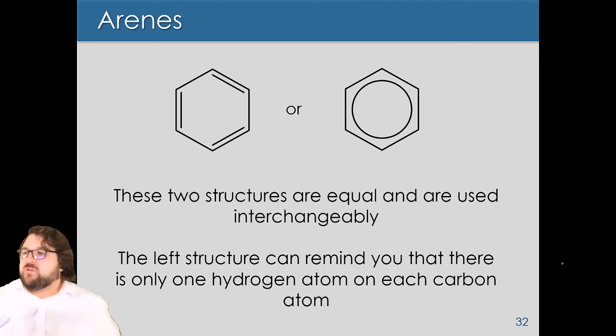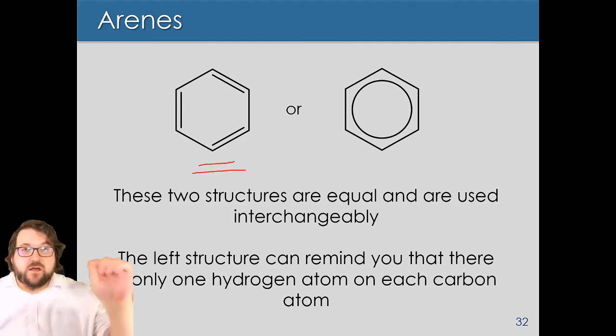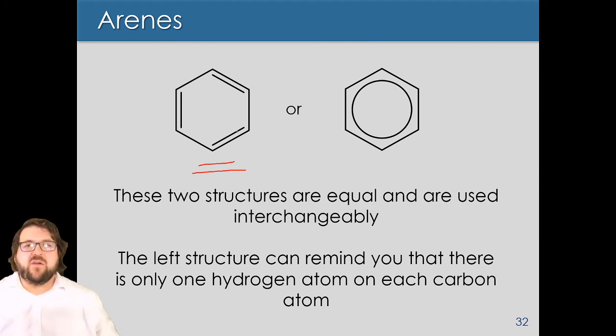You might see them drawn in these two different ways, but please be aware they mean exactly the same thing. And they can be used interchangeably either way. The reason that we use the left-hand structure quite often in chemistry, and I would personally, if I were drawing an arene ring, I would draw it like this, making it look like it's a sort of triene of some form, but actually it's not. The electrons are delocalized around the whole ring. So I'll explain what I mean by that in a second.